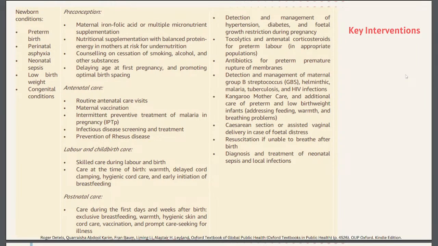A nutritionally fit mother is going to give birth to a child who is likely to survive. The chances of survival are more. Next is counseling or cessation of smoking, alcohol, and other substances. Smoking is an important cause of low birth weight. It might not be highly prevalent in our population, but it still remains a very important cause of congenital anomalies, low birth weight, and IUGR in populations where smoking is very common.